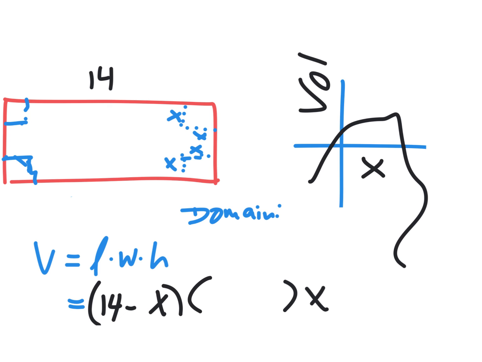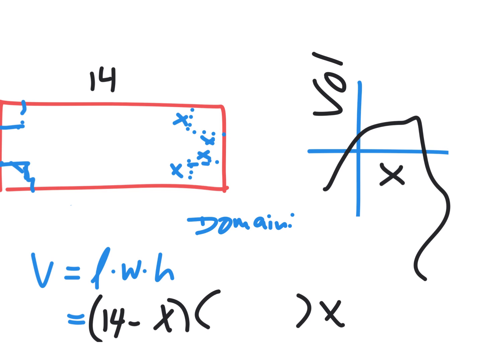14 minus X. So look at this 14 here, and yeah, we're going to have to subtract off this X. Ah, there it is. 14 minus 2 X's. Because look, you'll have to subtract off an X on both ends. It won't be 14 anymore. It'll be 14 minus 2 X's.